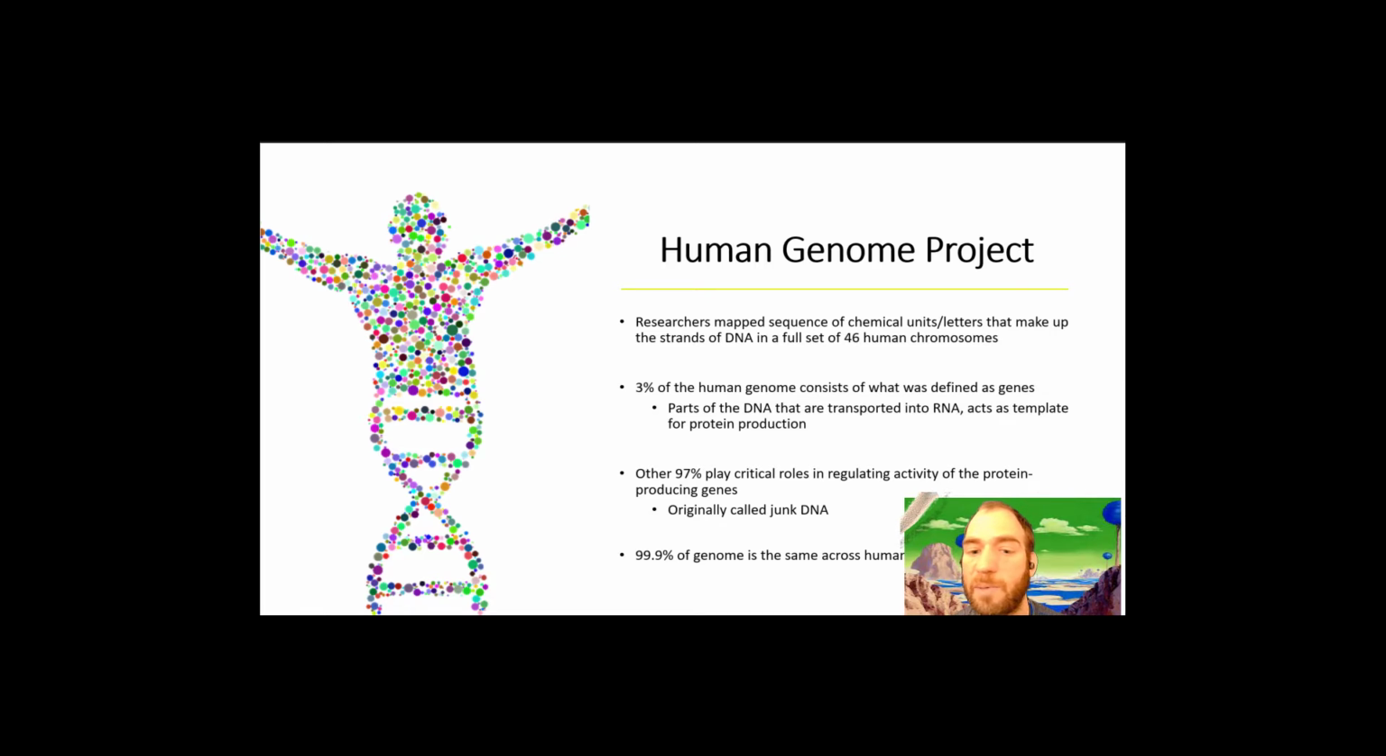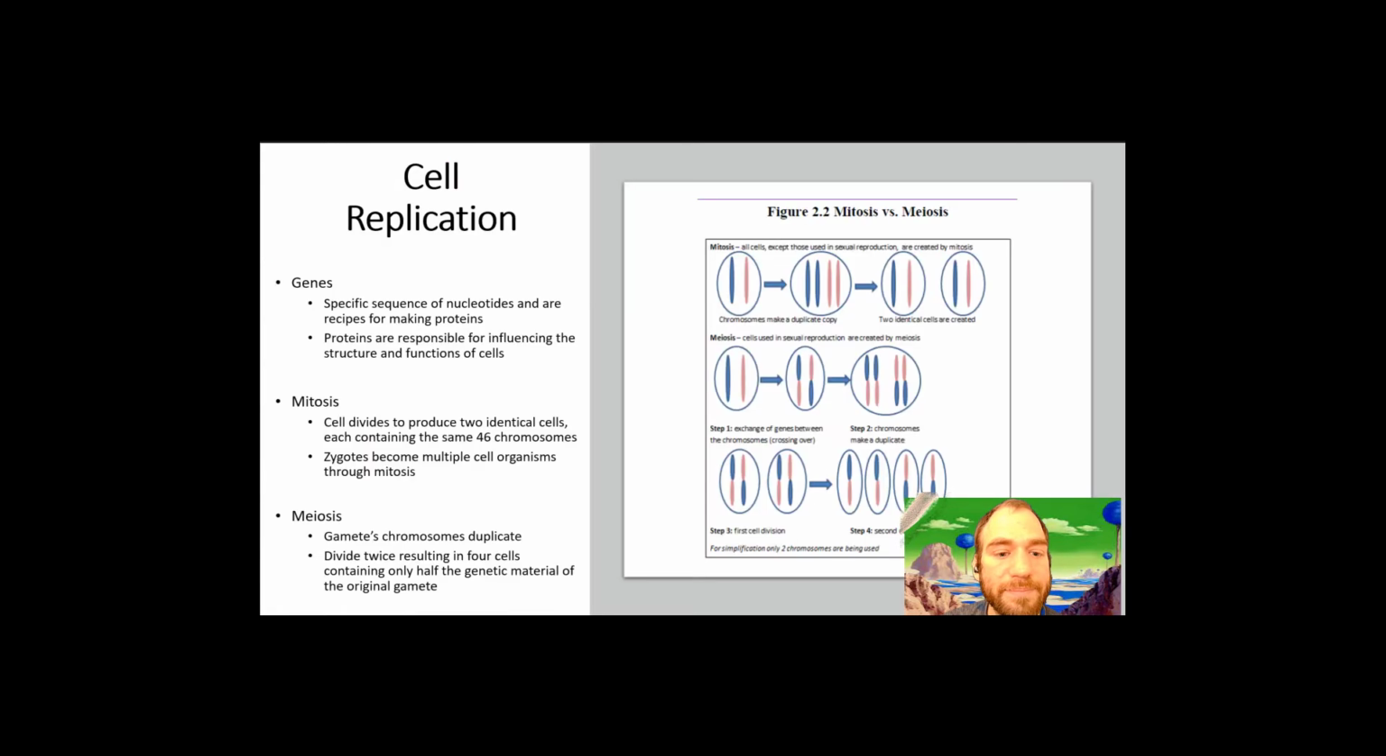99.9% of the genome is the same across all humans. So basically, in English, what this found was that genetically humans are almost nearly identical. We're talking about a 0.1% difference among genes across humans. And only 3% of the human genome consists of what we typically think of as genes. And there's a video in the previous slide that you can check out.